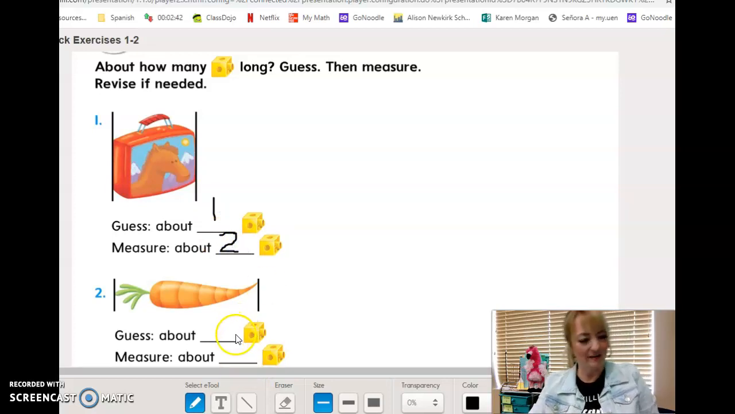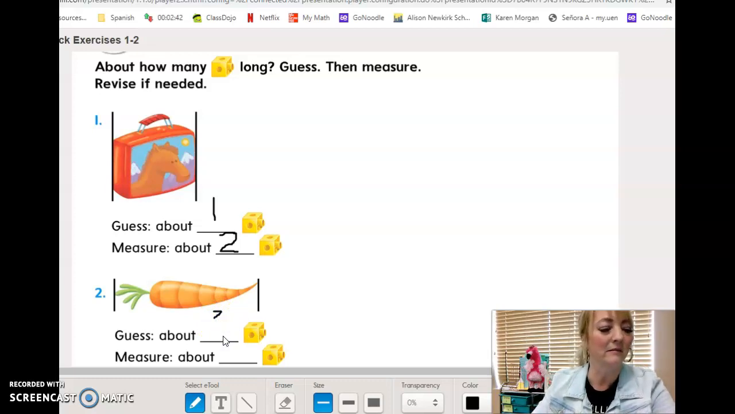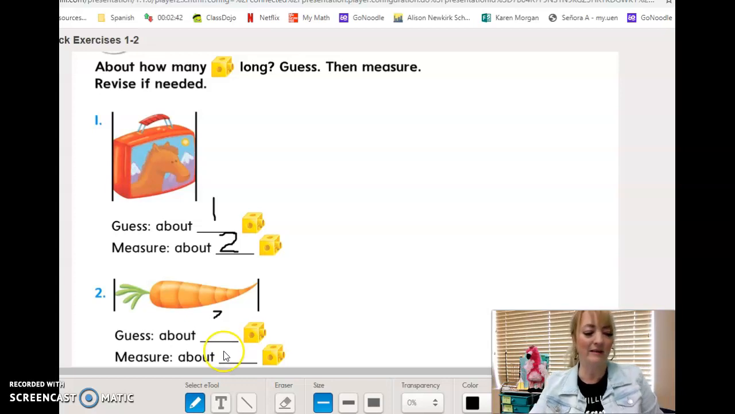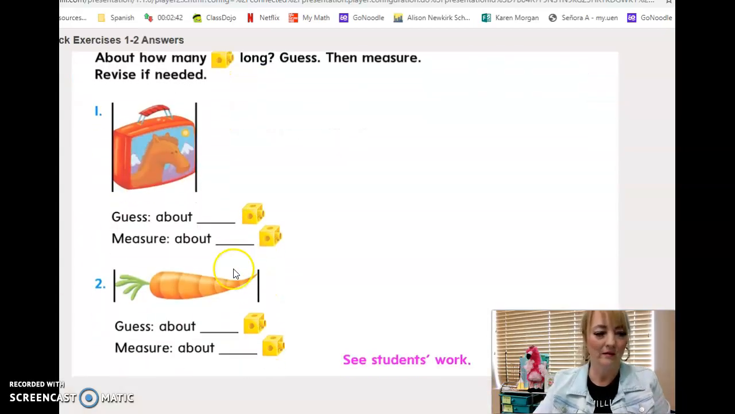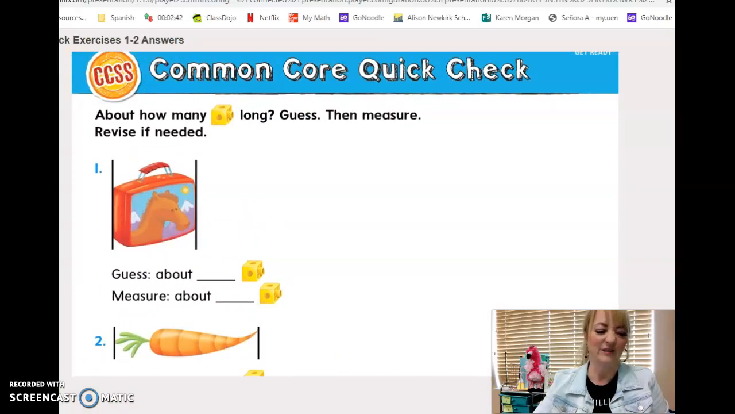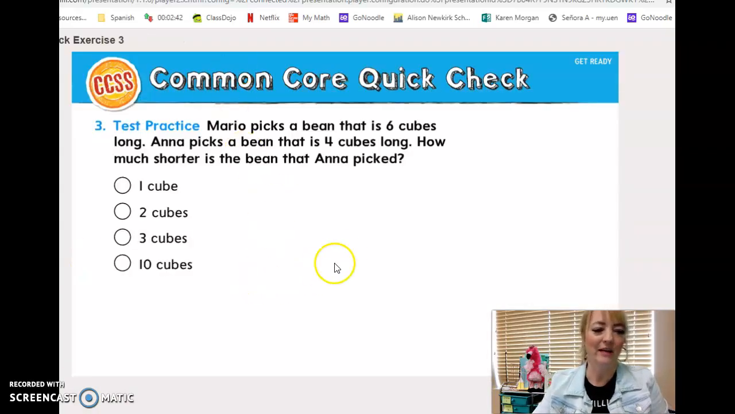Then we have this carrot. What would you say? If that is 2, then 3? 3. Let me measure now. We were right. About 3, a little over 3. So let's check. We're just doing a Common Core check.